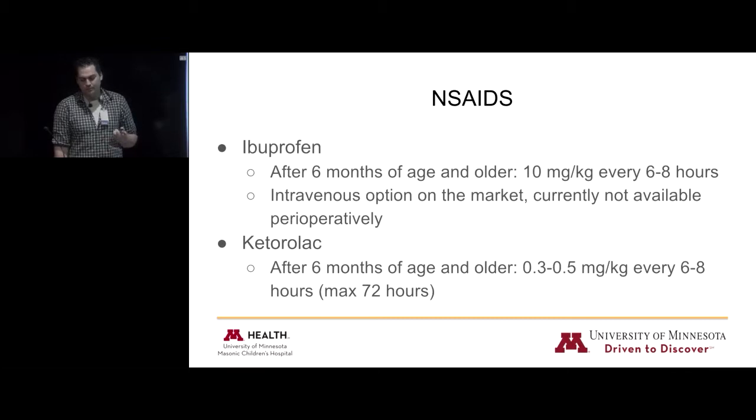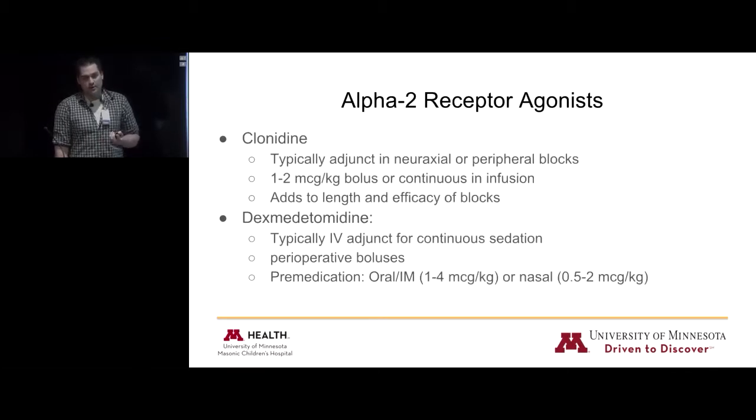Alpha-2 receptor agonists, those are clonidine and dexmedetomidine. Clonidine we typically use as an adjunct in peripheral or neuraxial blocks, 1 to 2 micrograms per kilogram as a bolus, or it can be used in a continuous drip. It adds to the length and efficacy of a block, so we really like to use it. One caveat is that it adds significant sedation to the patient, and we rarely use it in outpatient surgery. It is used more in a patient who stays overnight.